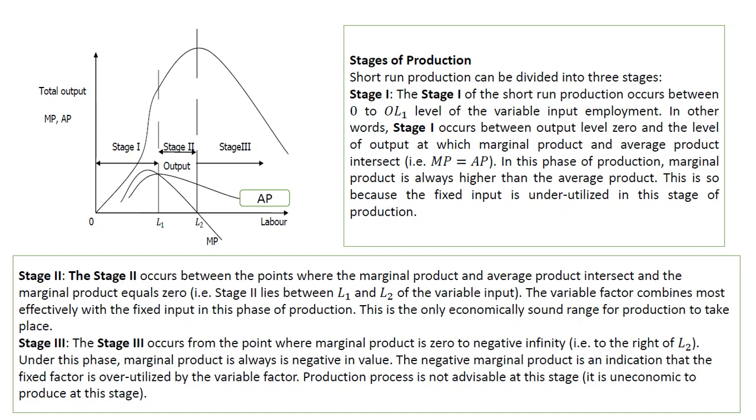But when we are at stage 2, that is where it is economically optimal to produce. So stage 1 deals with underutilization of the fixed input by the variable input. Stage 3 deals with overutilization of the fixed input by the variable input. But stage 2 is a stage where there is effective combination of the fixed input and the variable input in order to produce an output. So it is stage 2 that it makes economic sense to produce.